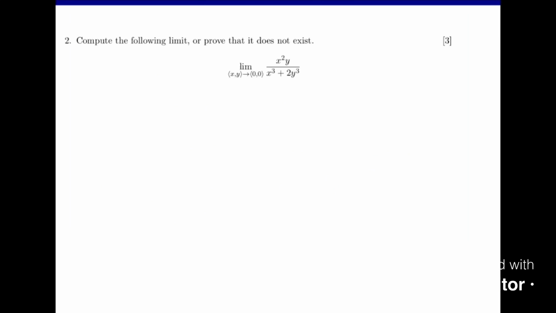For question 2, it asks us to compute the limit or prove that the limit does not exist. Now please note, if we ask you to prove that the limit does not exist, that's usually what you have to do. So a question like this, it's usually to prove that the limit does not exist. And the way in which we do that is we use theorem 45, which I know is a very long theorem, but it basically just says if we pick different paths and these paths don't give us the same limit, then the limit does not exist.